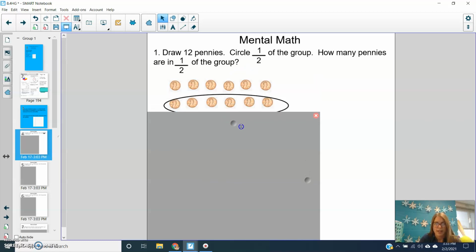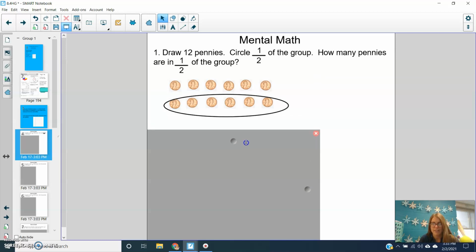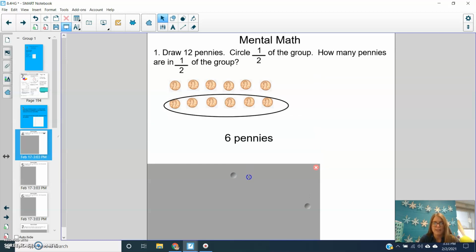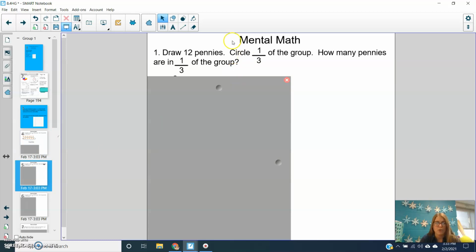All right, so I drew my 12 pennies and I circled half of them, and so half of 12 is 6 pennies. Let's try a couple more like this. This time, so we still have our 12 pennies, but will you circle 1/3 of the group? So divide your pennies into 3 equal groups and tell me how many pennies are in 1/3 of your group. Press pause and play when you're ready to check.